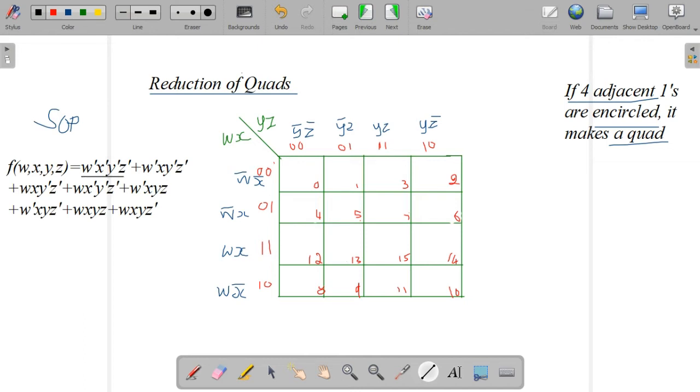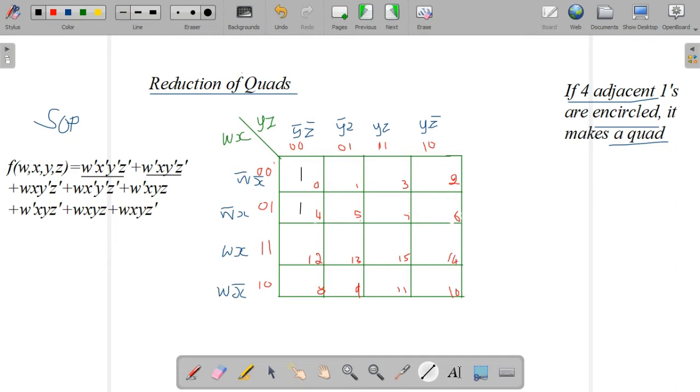Which one is the first one? W' X' Y' Z'. This is an SOP expression, so we fill that particular minterm position square with 1. Here I am placing 1. Next term: W' X Y' Z'. That you also know, so another 1 is here. Then W X Y' Z'. By placing these, you can see two ones are adjacent. So is it a pair? Yes, of course it is a pair.